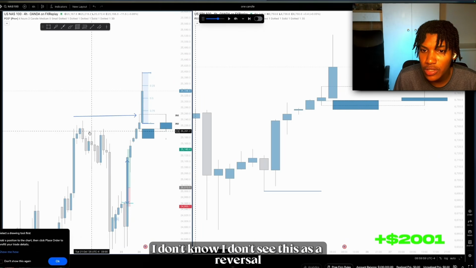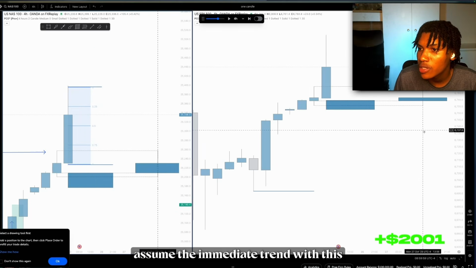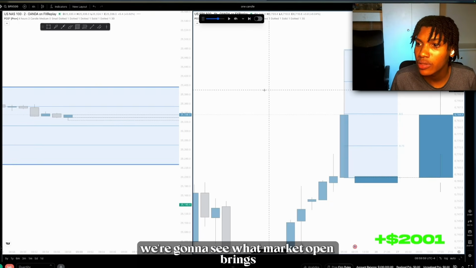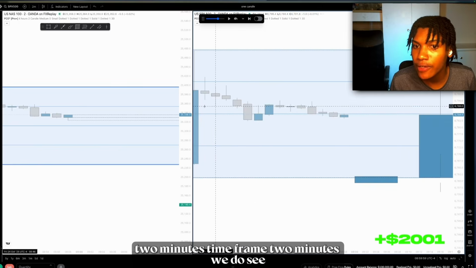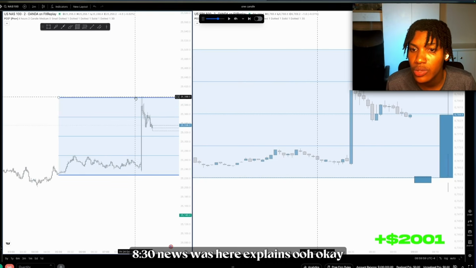Not looking too far to the left. I don't see this as a reversal. I always just assume the immediate trend. Same thing here. Assume the immediate trend with this. So we're expecting a bullish bias to the upside. We're going to see what market open brings. 2 minute time frame. We do see 8:30. Okay, 8:30 news was here.